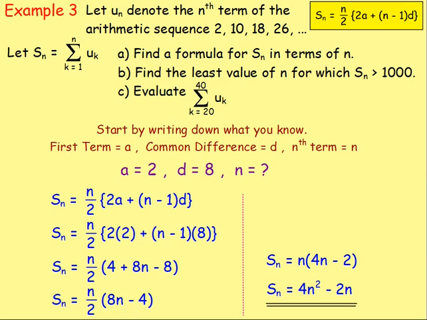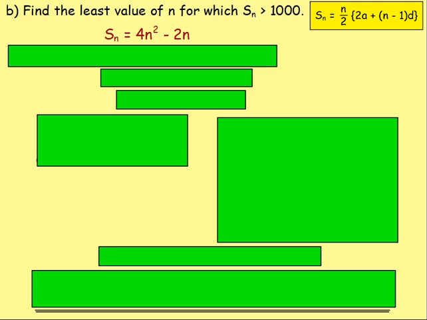And that is the answer for part A. Part B, find the least value of n for which Sn equals or is bigger than 1000. To do that, well, the last answer was Sn equals 4n squared take away 2n. That is the sum of the first n terms. We want to find the value of n for which that is bigger than 1000.